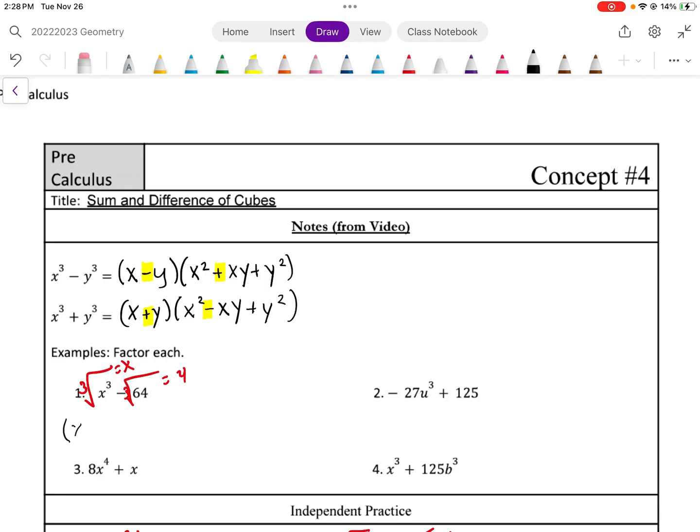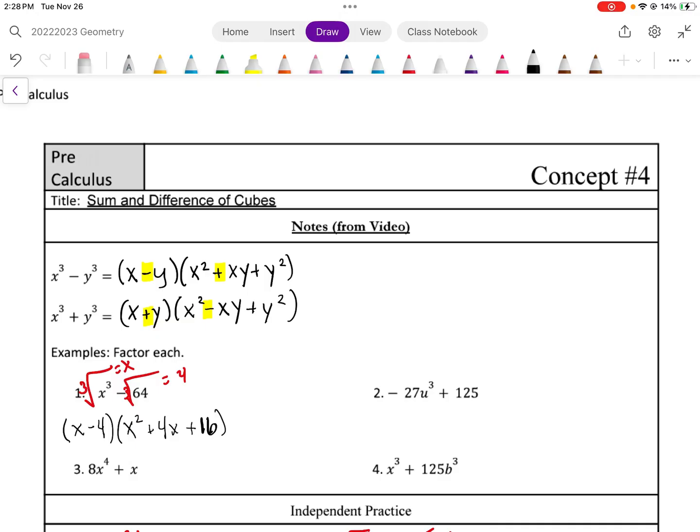So I would have x minus 4 first. And then the second part of my formula is x squared plus x times y. Now keep in mind x is my x, 4 is my y, so I would have plus 4x plus y squared. And again, 4 is my y, so that's a plus 16. There you go.